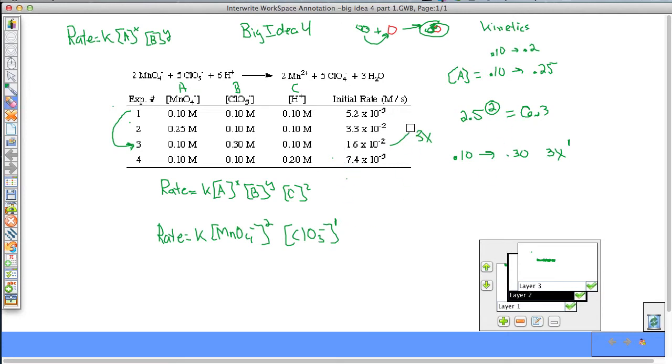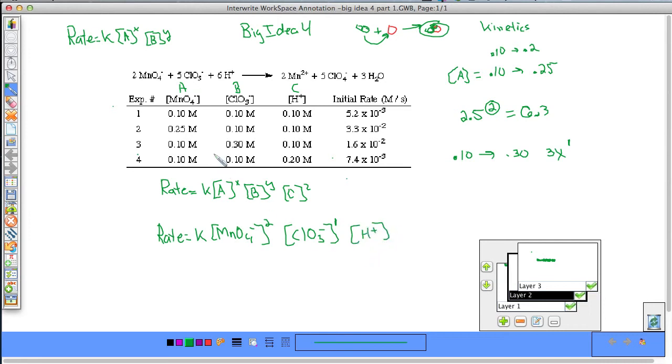And you might be asking, well, why did you just compare the first data with the third data? Because I want to isolate only when B changed. If I went from here to here, then I have 2 things changing. But when I ignore this one and I go from this experiment to this experiment, the only variable changing was B right here. All right, so now let's look at the hydrogen ion.